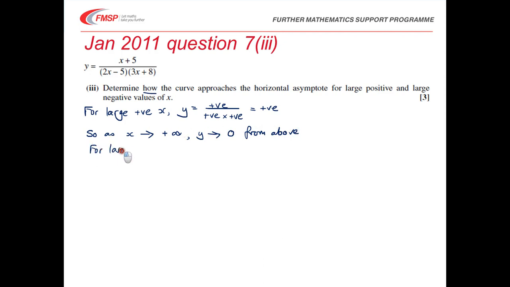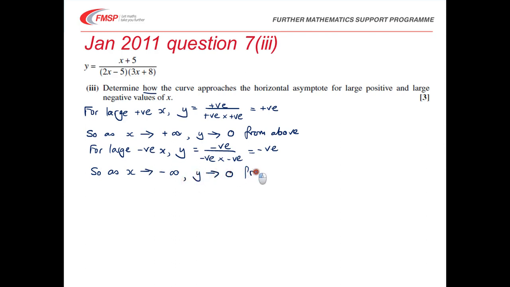For large negative x, y is going to be a negative number over a negative number times a negative number, which is a negative number. So as x tends towards minus infinity, y is going to be negative, so it's tending towards 0 from below. Alternatively, you can just plug a very large value of x into the formula and see whether it's positive or negative, and that's perfectly okay as long as you make it clear that that's what you've done.